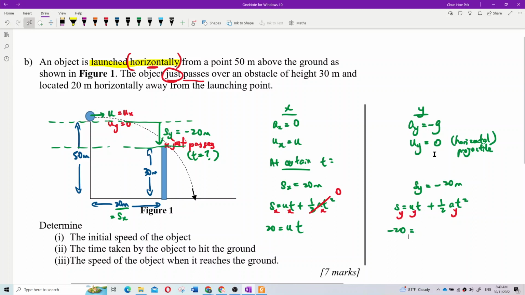So okay, uy is 0, horizontal projectile. So uy is 0. And then what else? ay is negative g. So negative g, and ay is negative g, where g is 9.81. And then t, you can find t square.